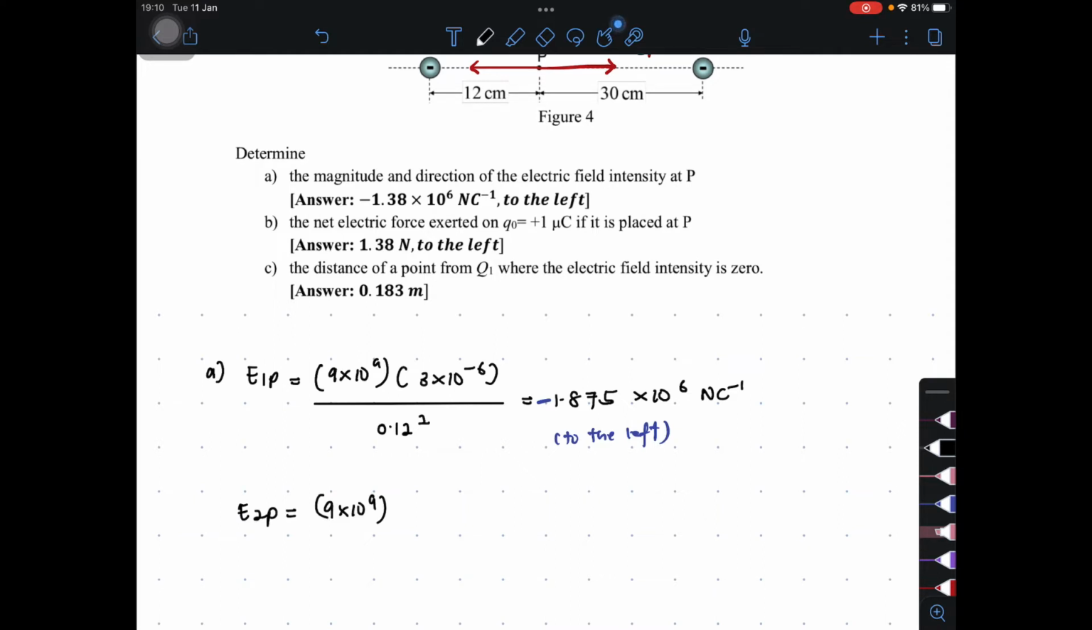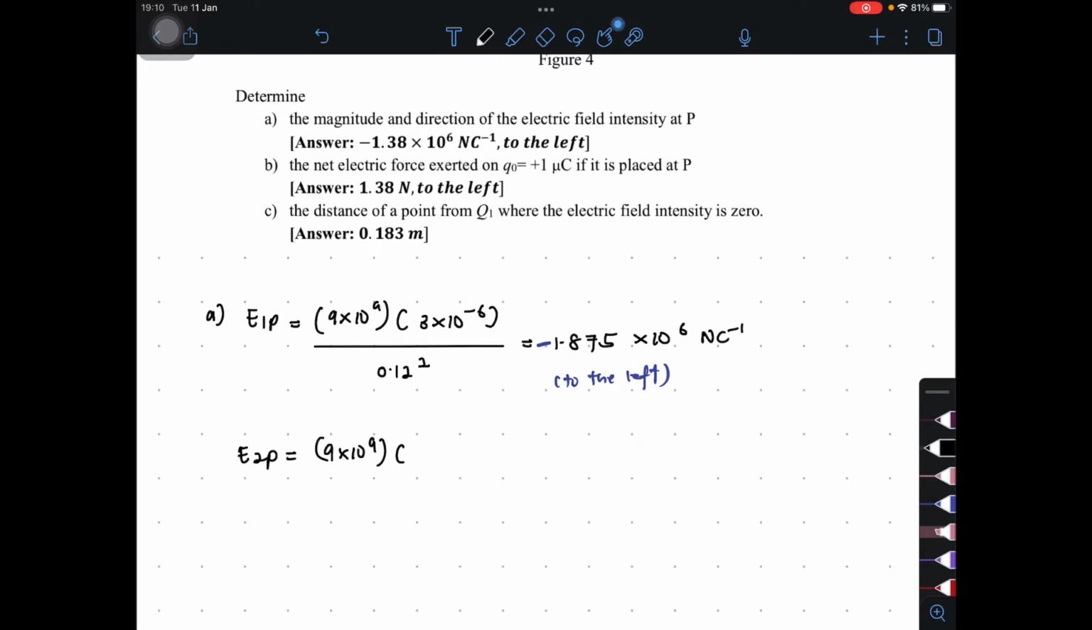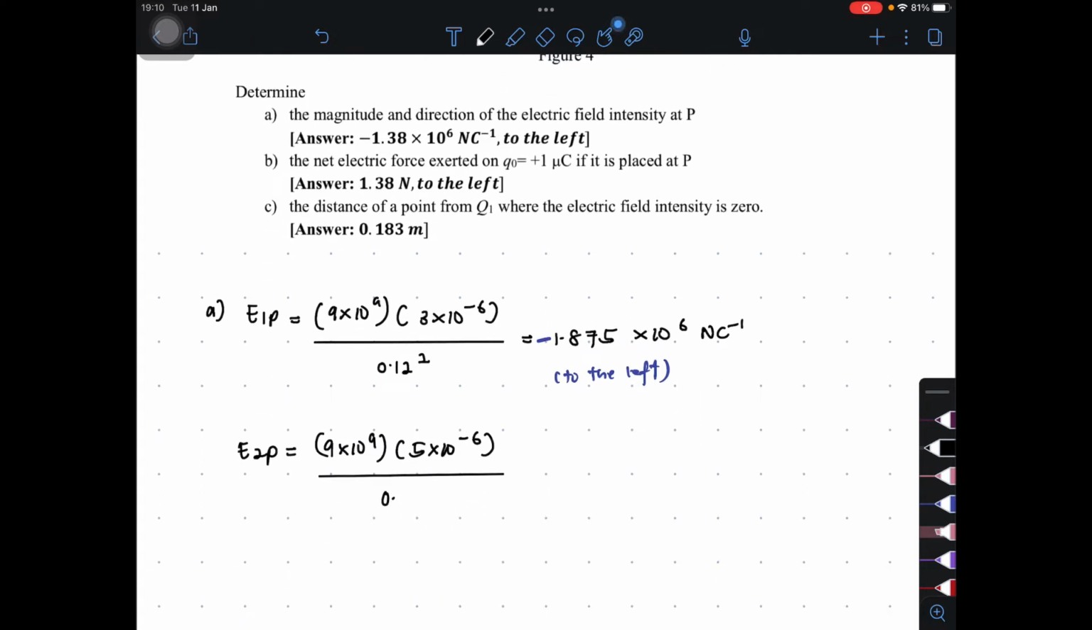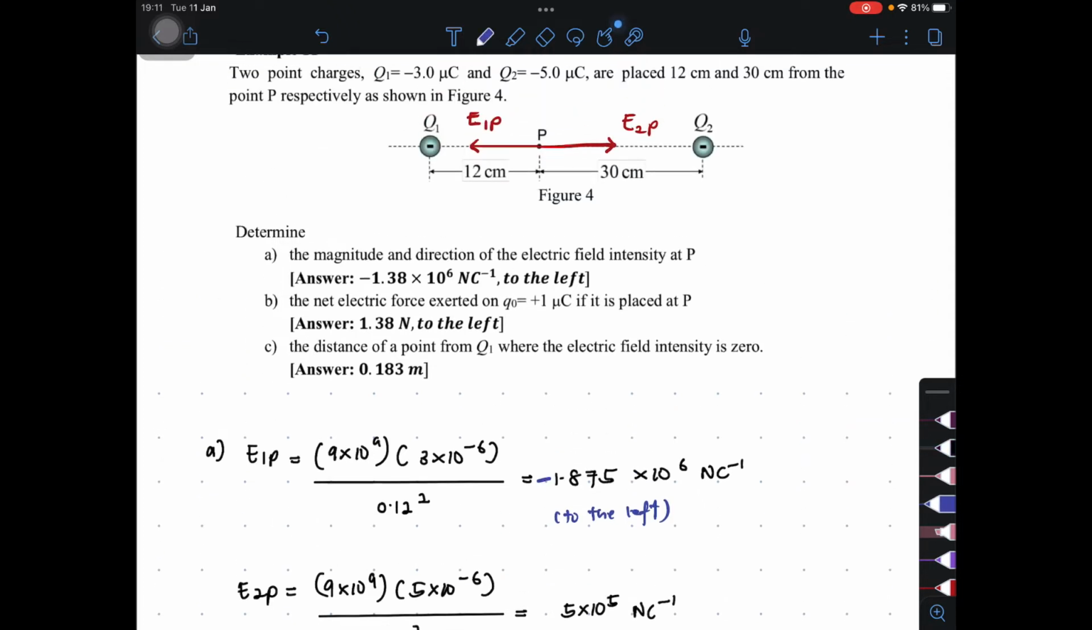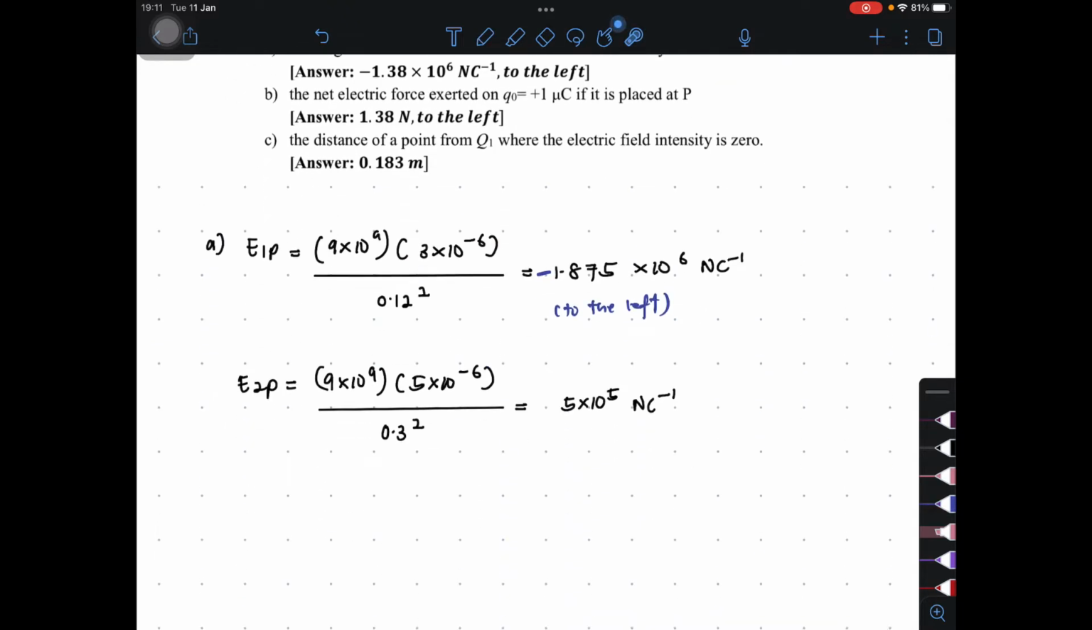So for E2P, the same, you just substitute the value Q2, 5 exponent negative 6 divided by the distance 30 centimeter, and then press the calculator, you will get 5 exponent 5 Newton per Coulomb, and the direction is going to the right. Going to the right will be positive, and you just write down to the right here. This one you must write.